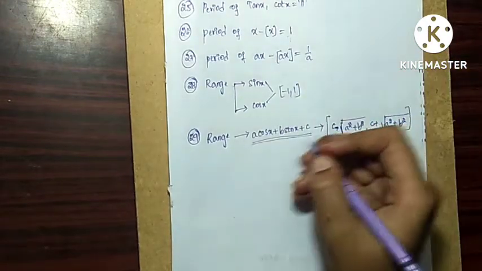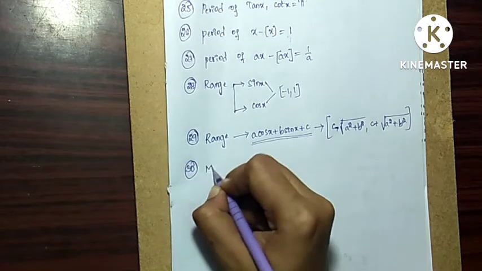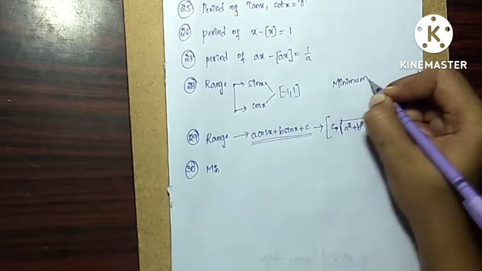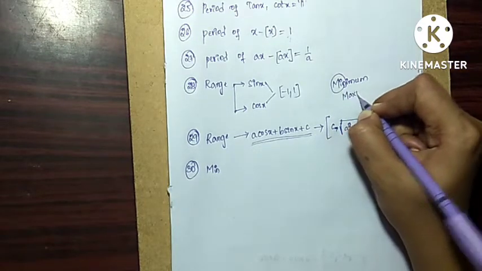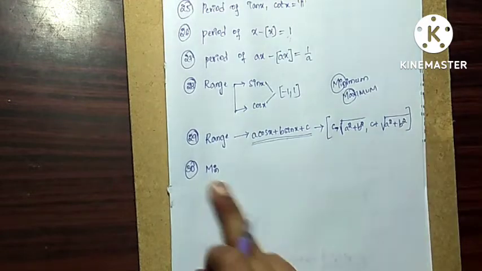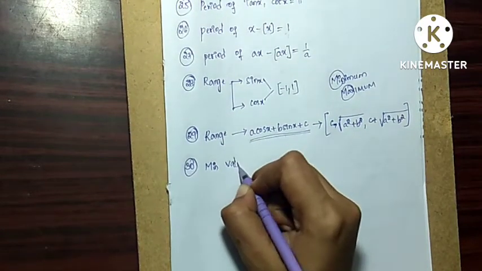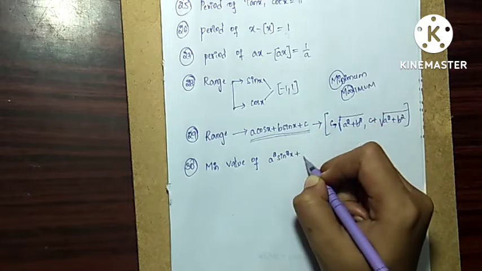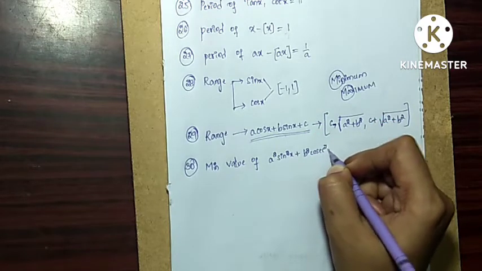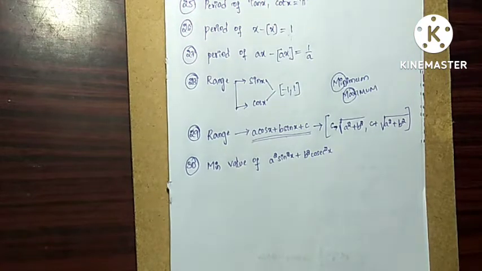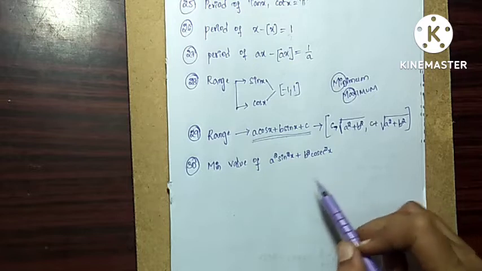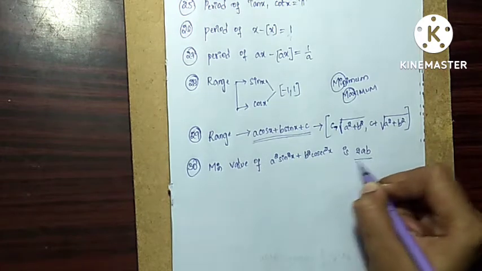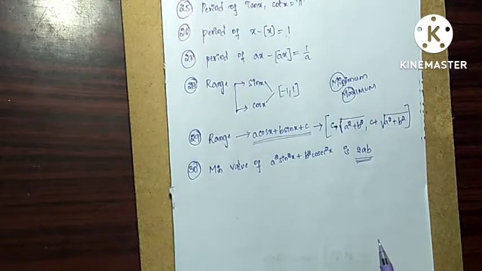Now we will check the 30th formula, where we calculate minimum and maximum values. I will write min for minimum and max for maximum. The minimum value of a square sin square x plus b square cosecant square x is 2ab.